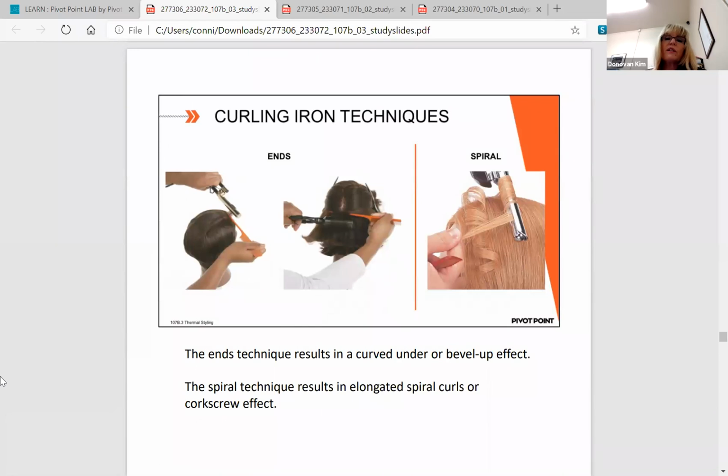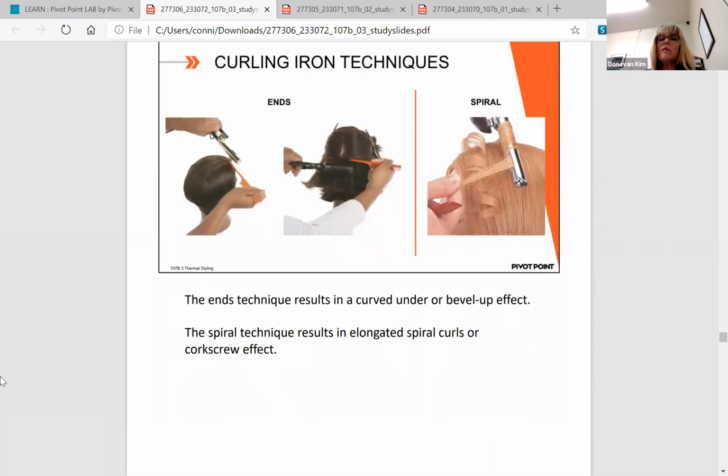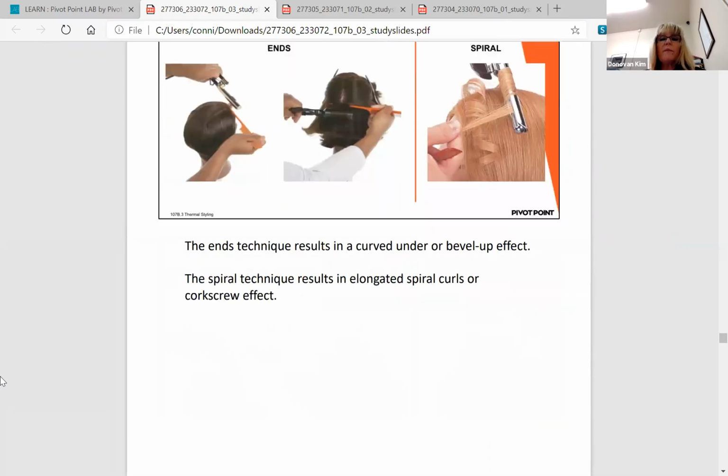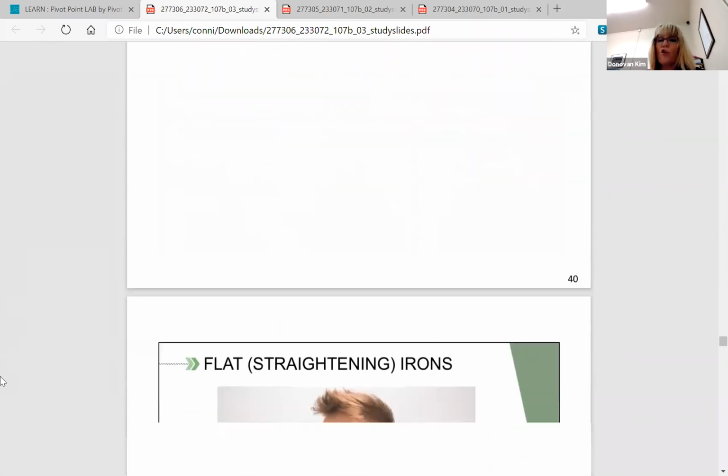You can curl just the ends, and you can curl it up or curl it under, or you could curl it from side to side. That's one way. Spiral curls are a way to actually get spirals too, but those are usually for longer hair.